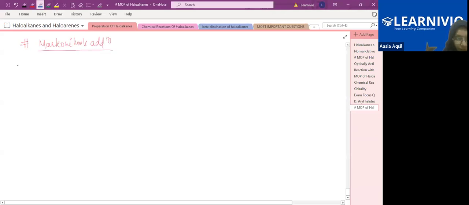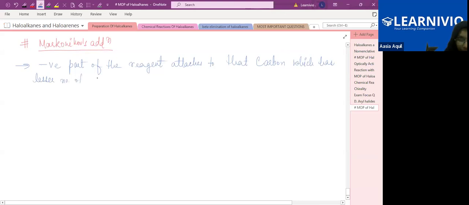Okay, so what does it do? It means that the negative part of the reagent attaches to that carbon which has lesser number of hydrogen, which has lesser number of hydrogen, right?